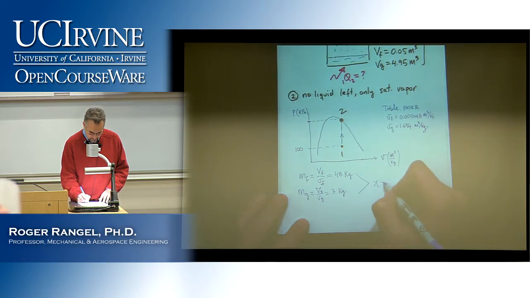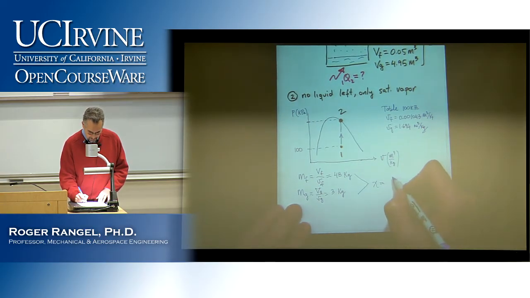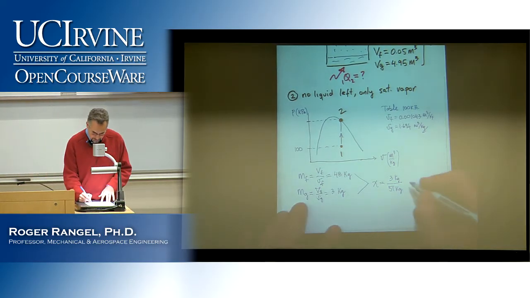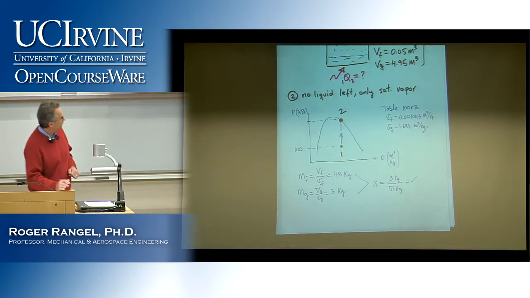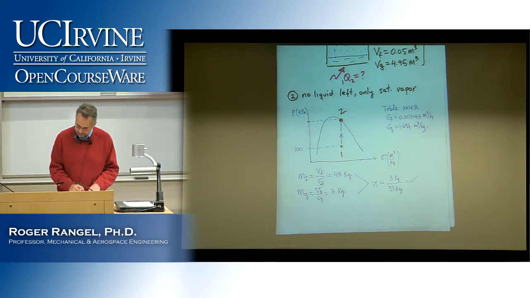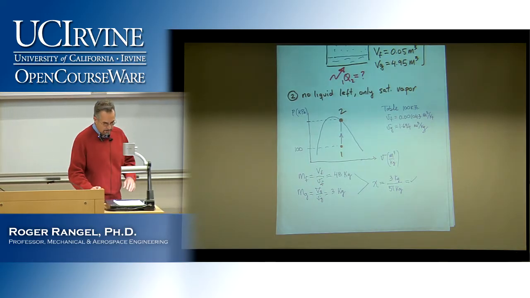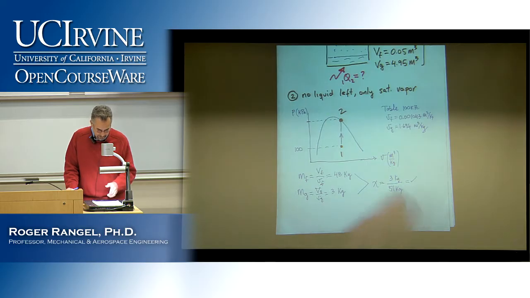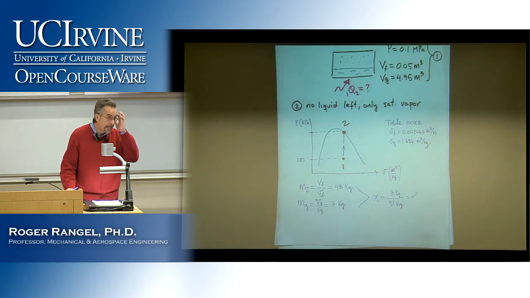From here, it's going to be 3 kilograms over 51 kilograms. All right? And that is some number. I didn't write it down, but we can get it if we need that. Okay, so state 1 is identified completely. Of course, this quality is a low value, 3 over 51. But now we need to figure out where the end state is.